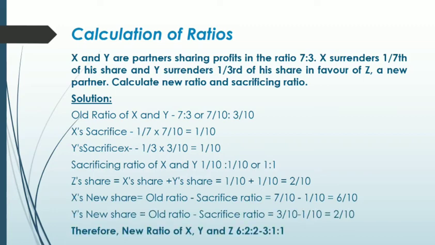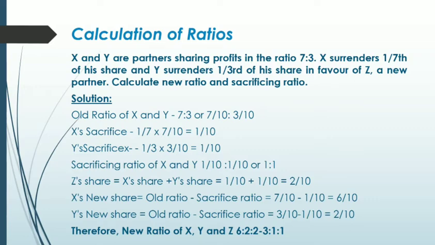Now we will see an example of new ratio and sacrifice ratio. Here it is given an example. X and Y are partners sharing profits in the ratio 7 is to 3. X surrenders 1/7 of his share and Y surrenders 1/3 of his share in favor of Z, a new partner. Calculate new ratio and sacrificing ratio.